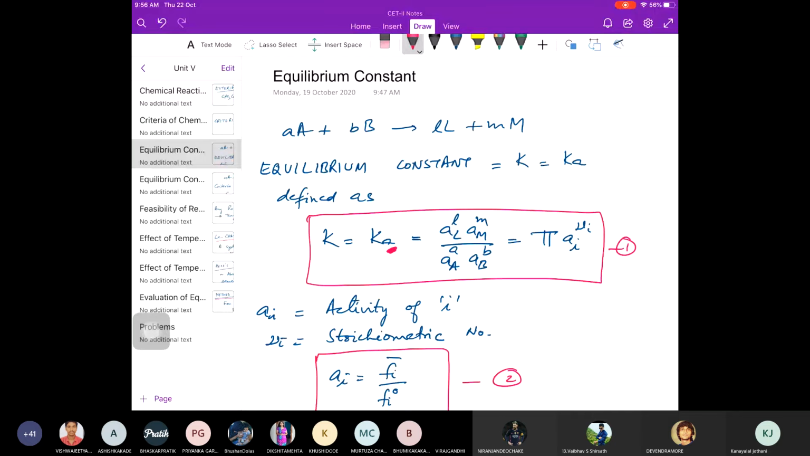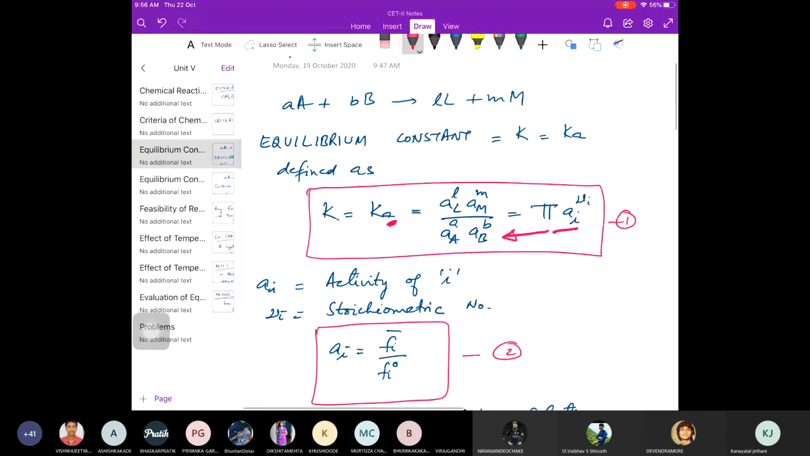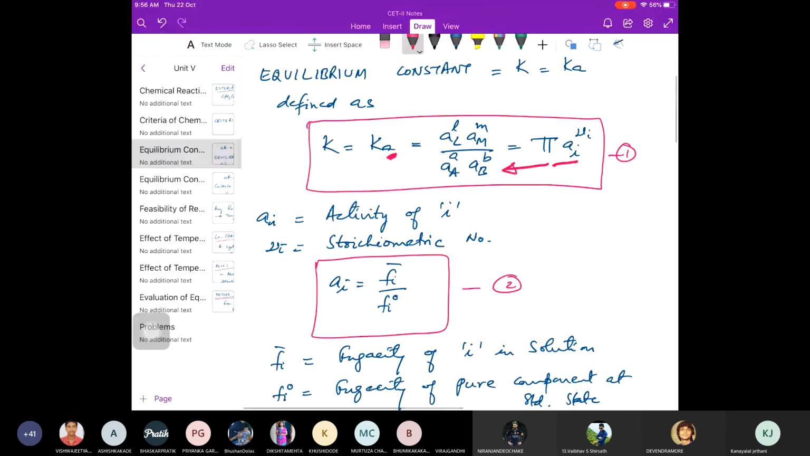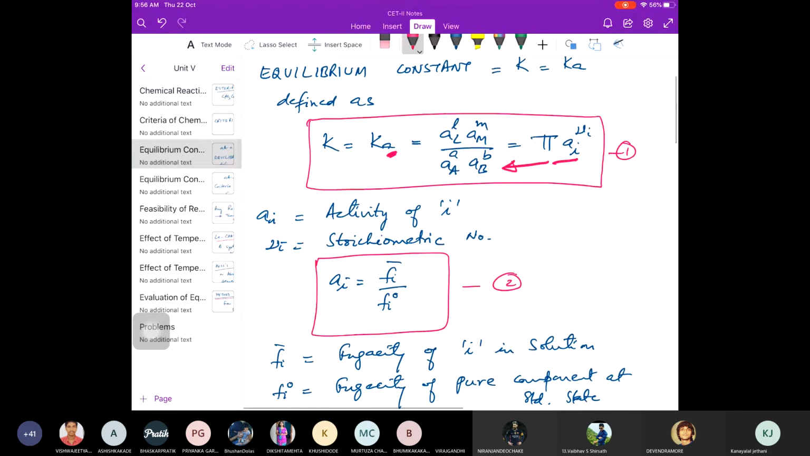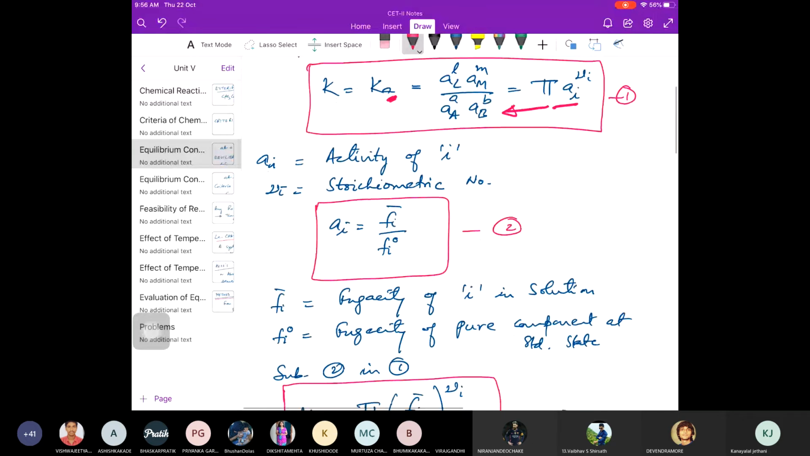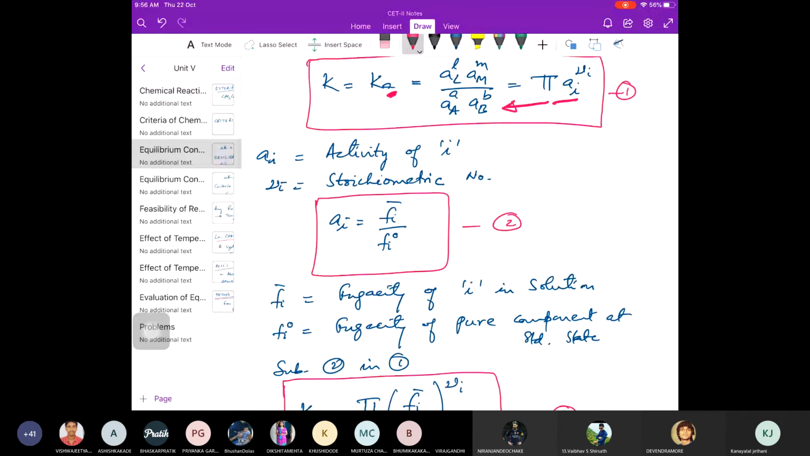And this is written as pi of a_i raised to the power of nu_i. So when you write this, it means this thing. This is a short way of writing this definition. a_i is the activity of i and nu_i is the stoichiometric number. And we know that a_i is equal to f_i bar upon f_i0, where f_i bar is the fugacity of i in solution, and f_i0 is the fugacity of the pure component at standard state.